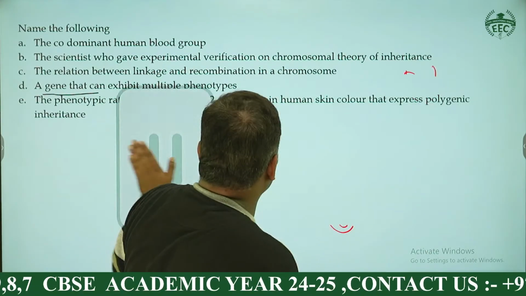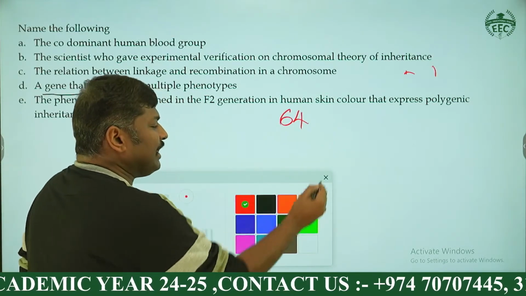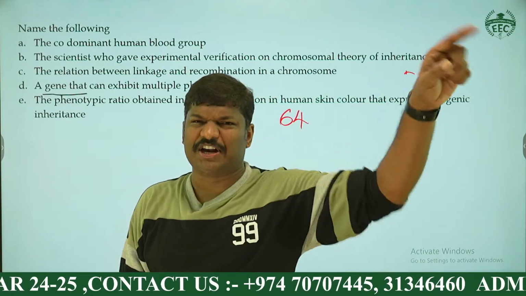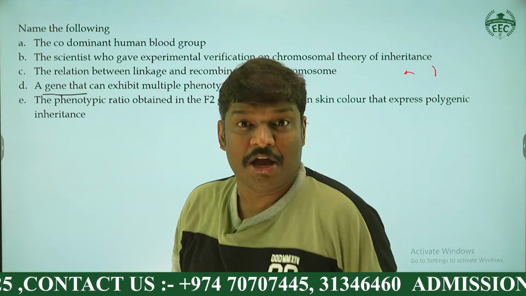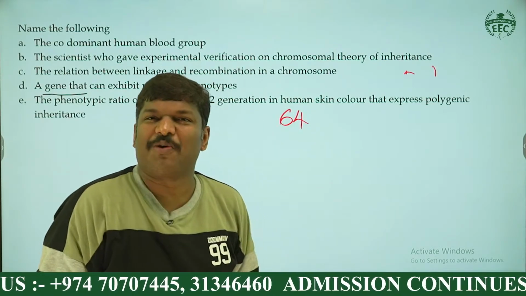8 into 8, my dear students. So that's why the total number, 64 young ones are produced. So far we studied monohybrid and dihybrid. First we studied 4, next we studied 16. Now, in a polygenic inheritance, the total is 64. And what is the ratio, my dear students?